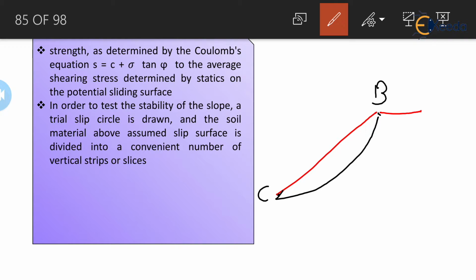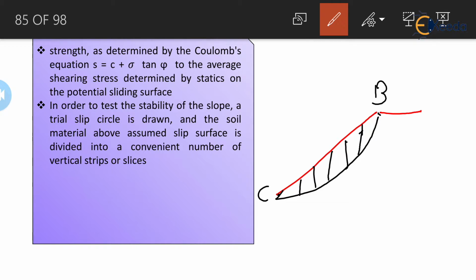So here right now we will get slice 1, slice 2, slice 3, slice 4, slice 5. So here we will get the 5 slices. Because of the small area, but according to your upstream slope and according to the length of the upstream side, you can divide it into equal distances or equal slices.